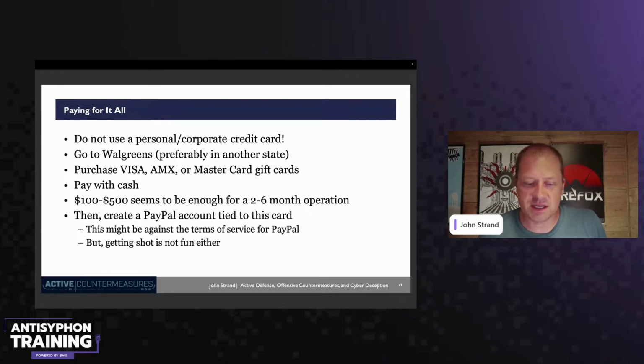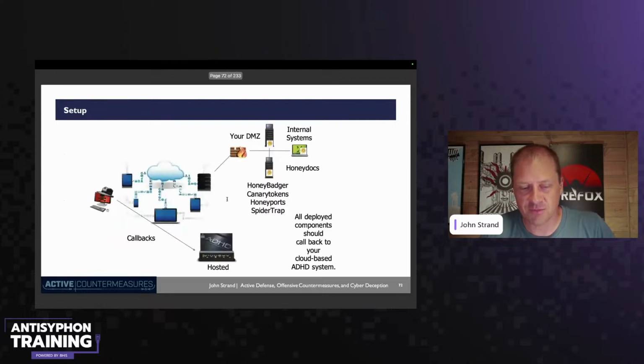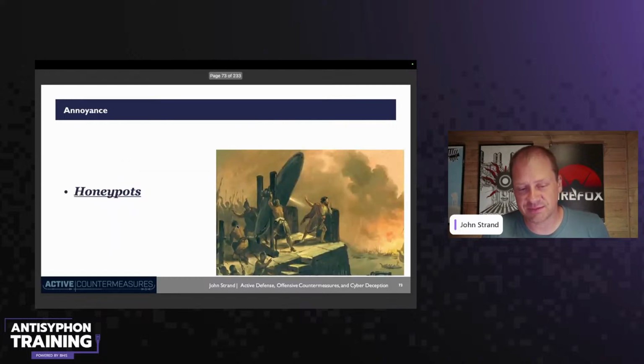So buy these cards, and really $100 to $500 is enough for a 2 to 6 month operation for what you might do. Now, once again, I said that this is for the callback server. So if you're doing anything with Canary tokens, Honey Badger, anything that's calling back, you can set up all of these different things, and anything that is a callback goes to your hosted service that is not attributed to your organization, different domain name, all of that stuff.